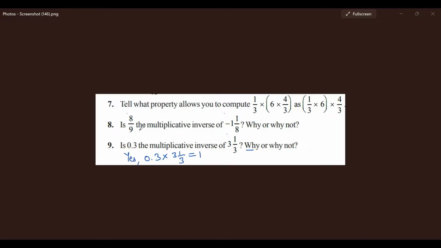And in this 8th question, we will write the reason as no, because 8 by 9 multiplied by this minus 1 upon 8 is not equal to 1. The product is not equal to 1. So these would be the reasons over there. Let's switch to the next question.